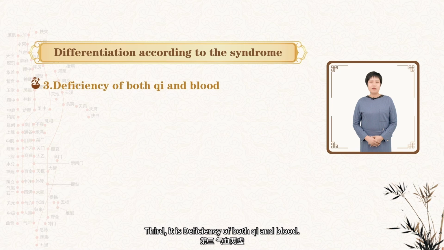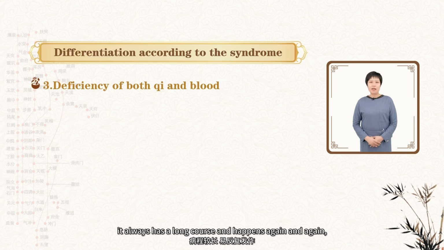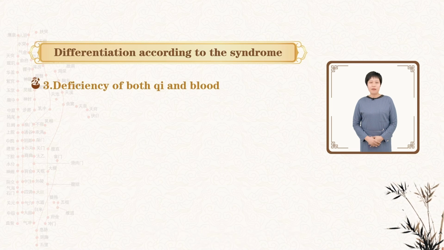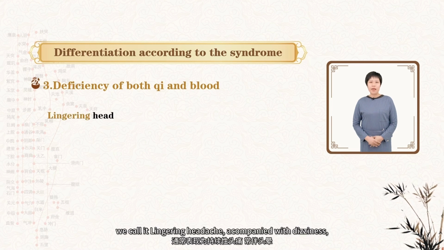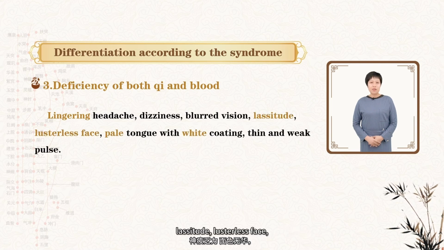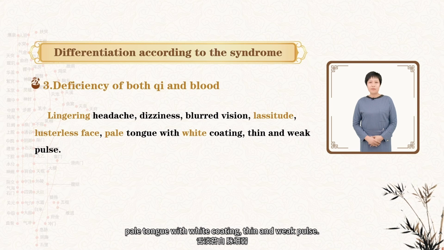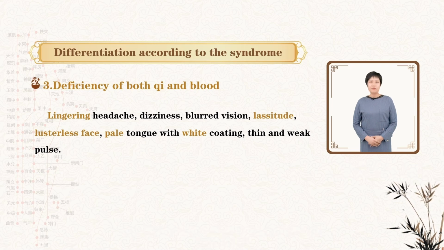Third, it's deficiency of both qi and blood. For this one, not like the above two, it always has a long course and happens again and again. We call it lingering headache, accompanied with dizziness, lassitude, lustreless face, pale tongue with white coating, thin and weak pulse.